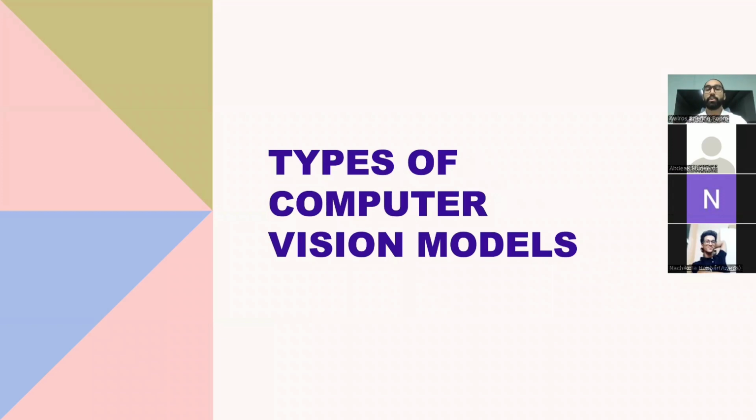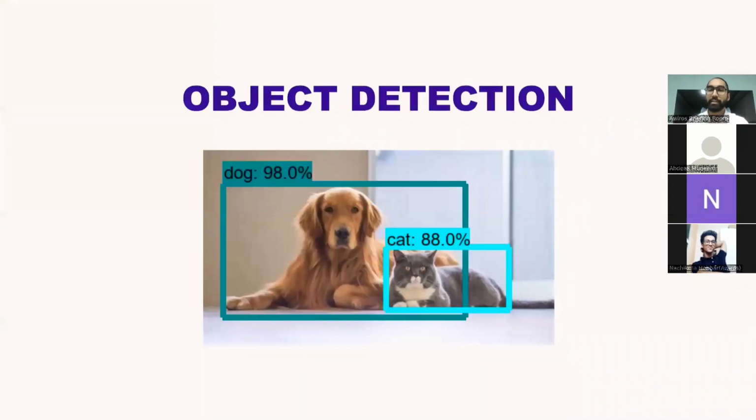What are different types of computer vision models? So for example, object detection. So if you have trained an object detector to identify a cat and a dog, that object detector will give you the locality of that object in that image. For example, there's a box around the dog and there's a confidence level that your model is 98% confident that there's a dog in this bounding box area, right?